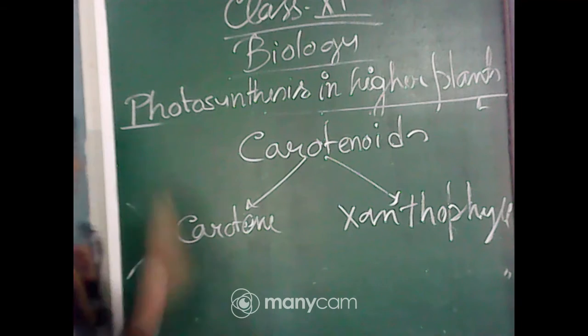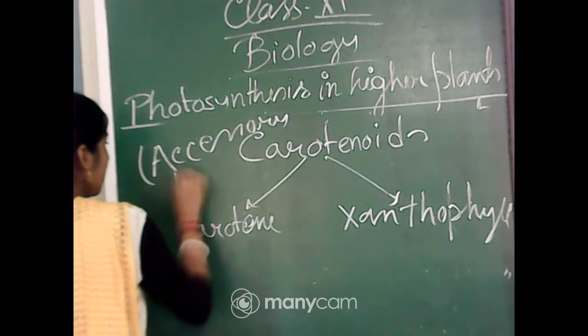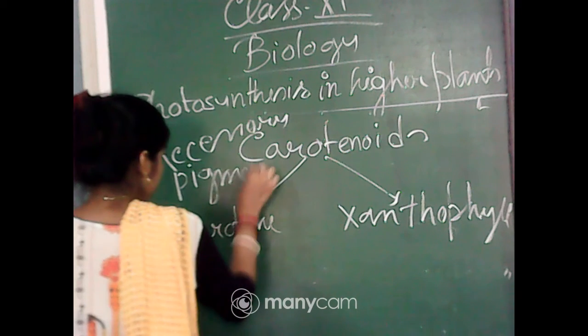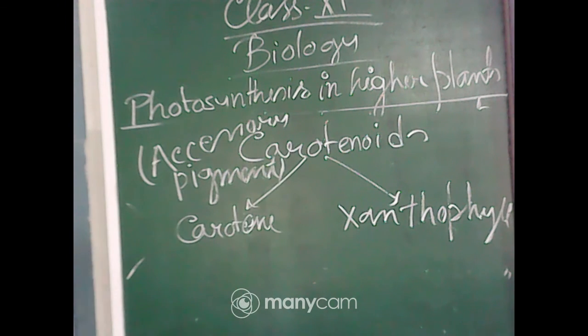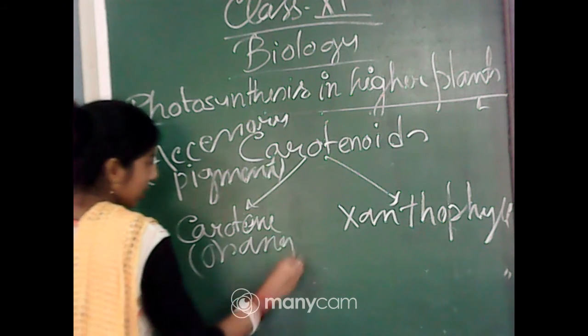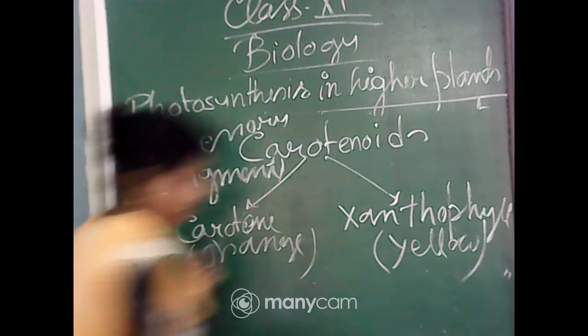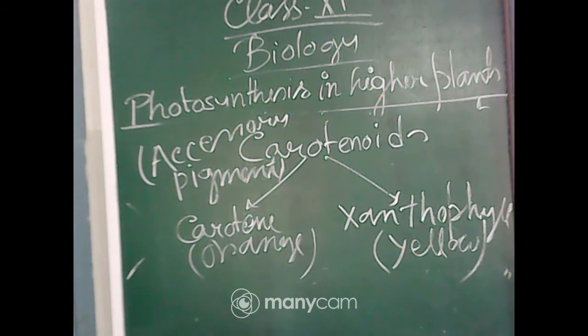Okay, so it is the accessory pigment, carotenoids. Under carotenoids we will get carotene and xanthophyll. Carotene is usually orange in color and xanthophyll is usually yellow in color. Carotene is usually yellow-orange, and xanthophyll shows a yellow type of color. And what are the differences between these two?